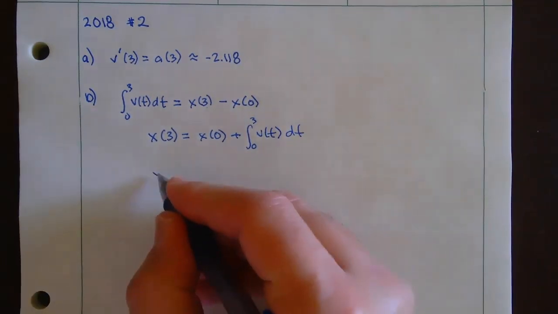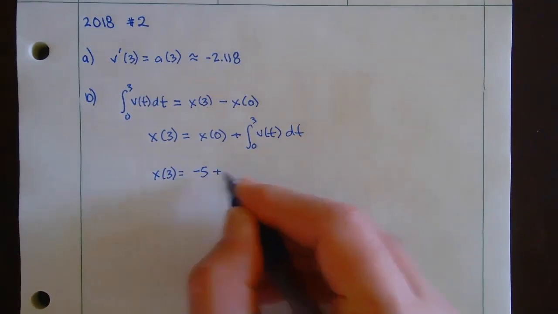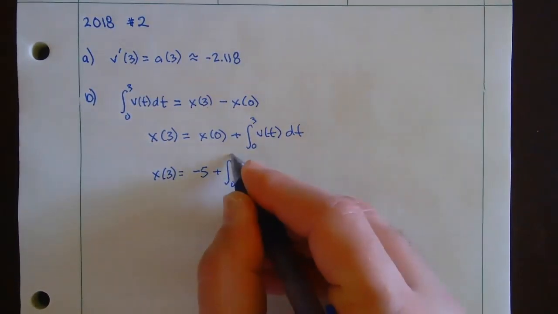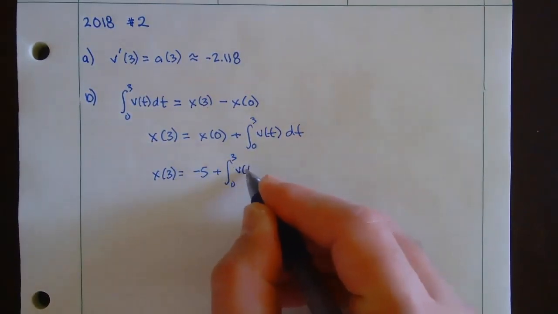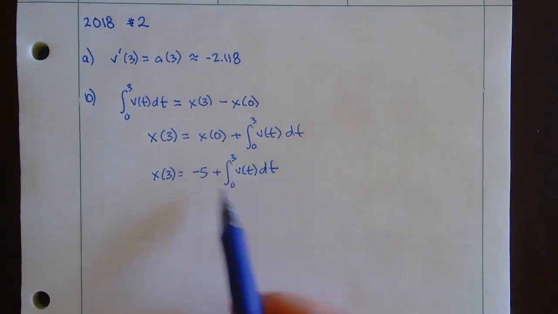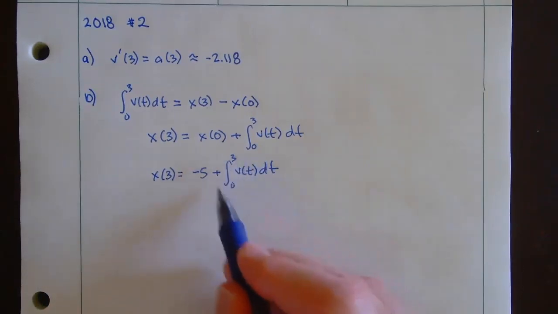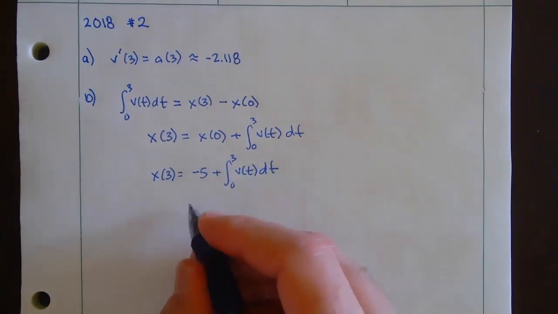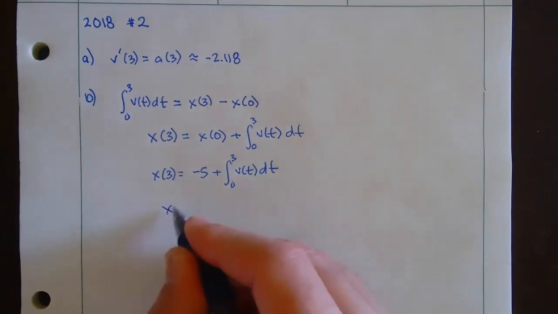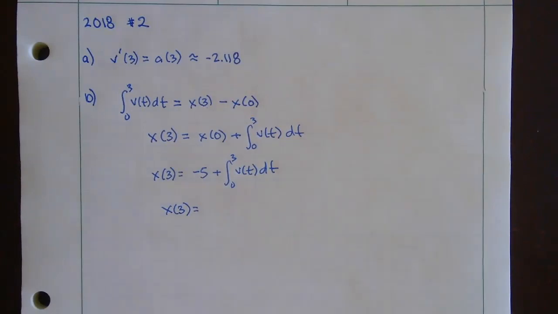And we know x of 0 from our paper is -5, right? So we would have x of 3 is equal to -5 plus the integral from 0 to 3 of v of t dt. And we'll do this integral. We'll take -5 and add the integral to it, and we'll have the position at time t equals 3, because this is the change in position. All right? So x of 3 is equal to, and we're going to go to our calculator and put that in.